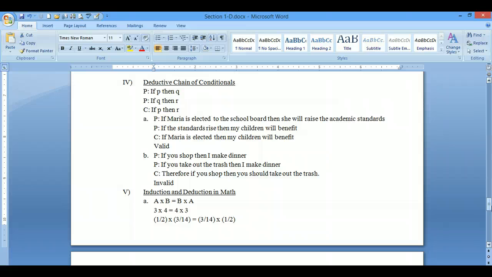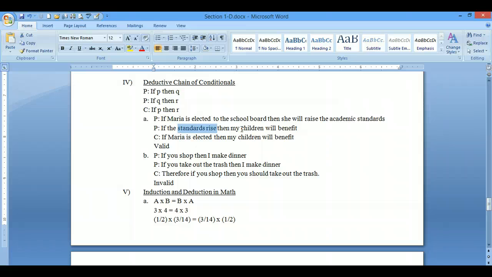So our first one, if Maria is elected to the school board, then she will raise academic standards. The premise, I take the conclusion from the previous conditional statement. If the standards are raised, and that becomes my premise, or my hypothesis, and the conclusion for this one is my children will benefit. So if I eliminate the inside, I go straight from the first to the last. If Maria is elected, my children will benefit. This is a valid argument because it led me from one to the next, my little chain, P, Q, and R. Maria, standards, children. Let's try the next one.